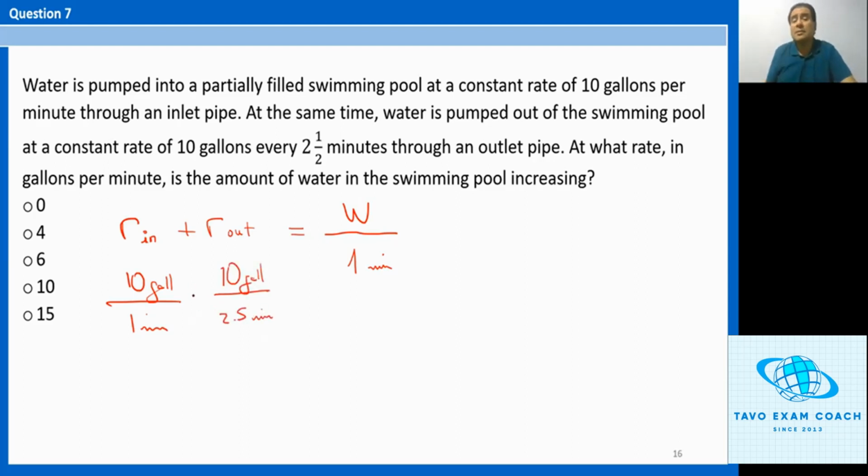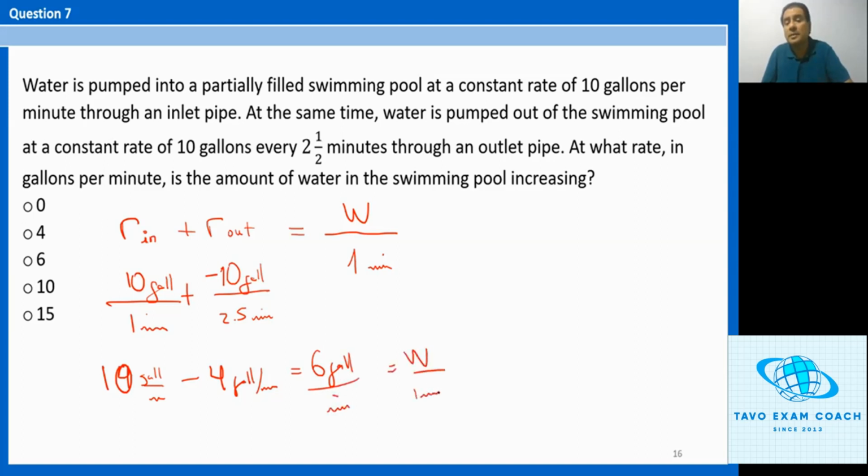But notice that while water is being pumped out through the other pipe, water is being pumped into the pool. So these two are opposite to each other because they work in different directions. So it would be sensible to put a negative sign to that rate. So here would be 10 gallons per minute minus 4 gallons per minute. And that would be 6 gallons per minute. This is W over 1 minute. So the answer is 6.